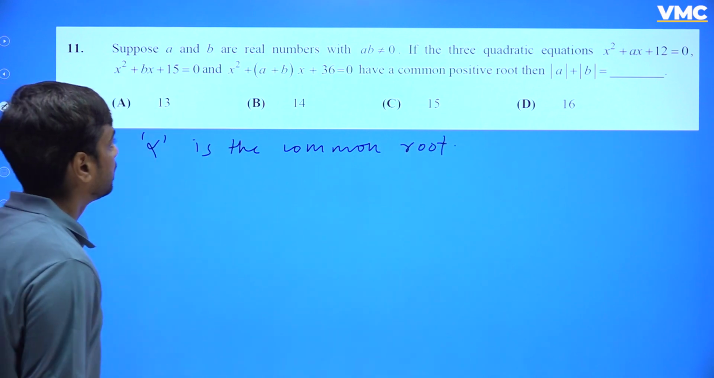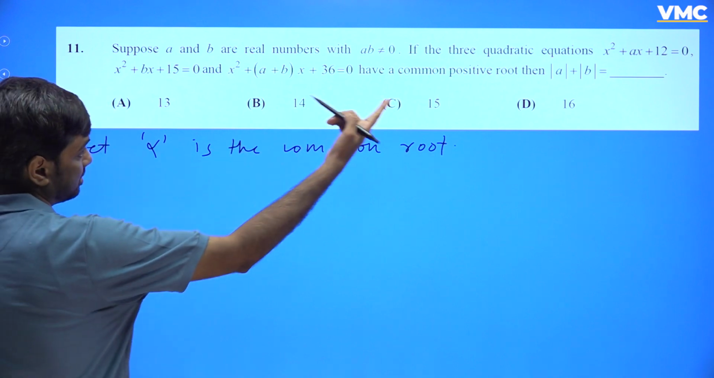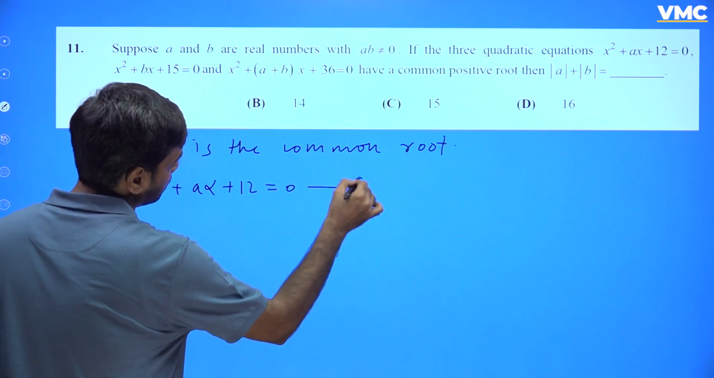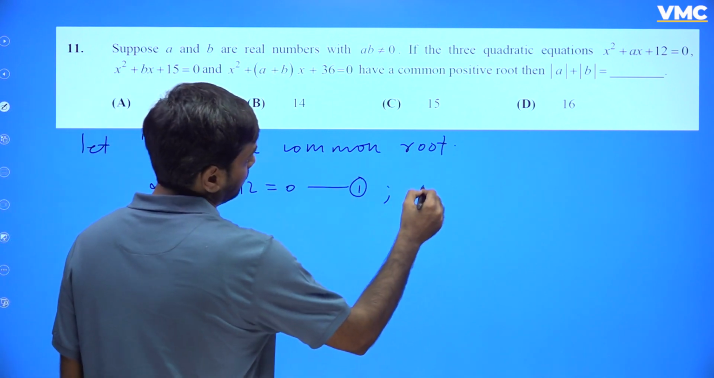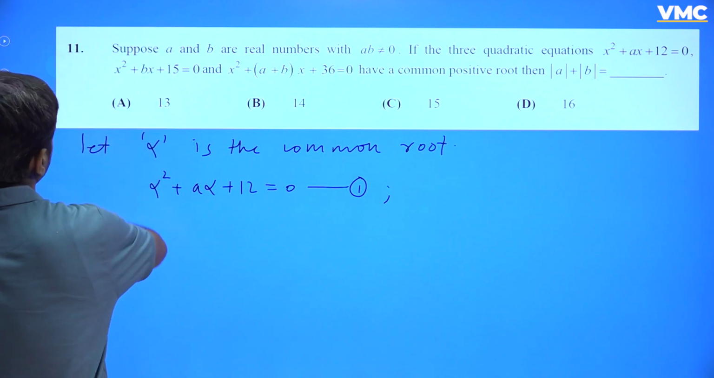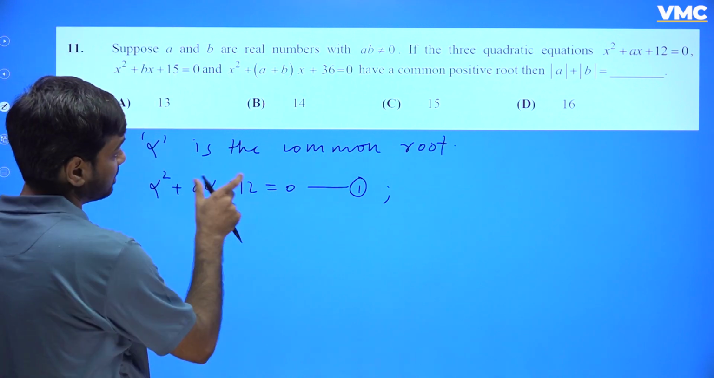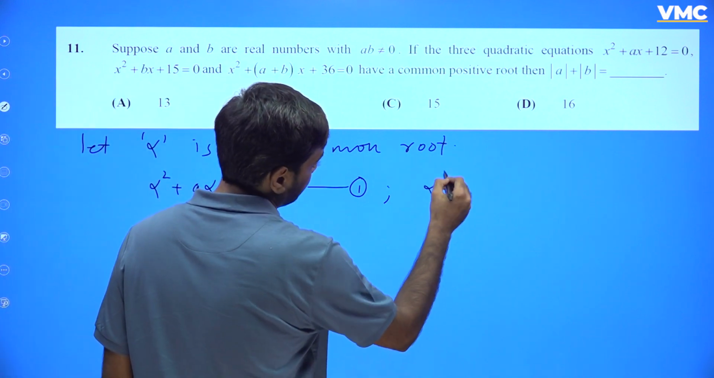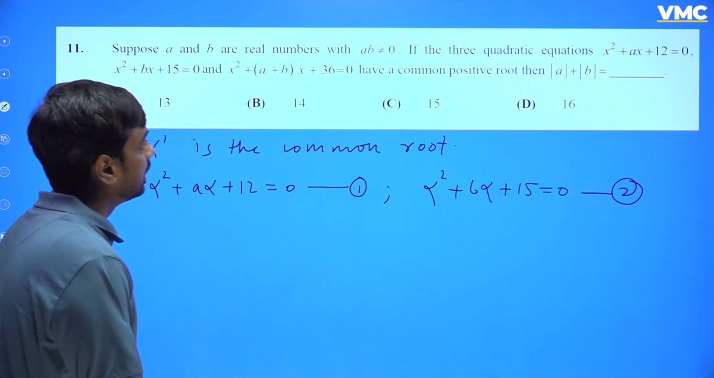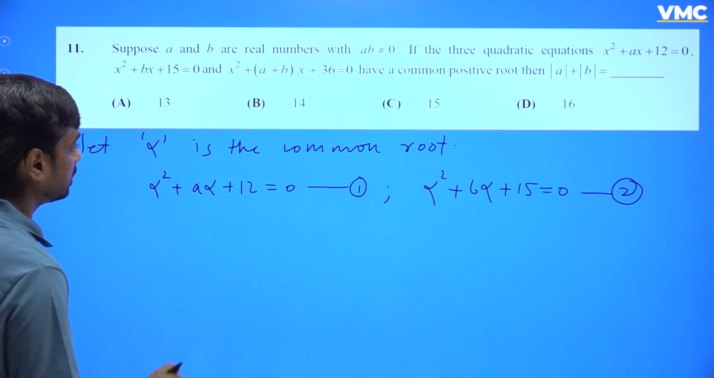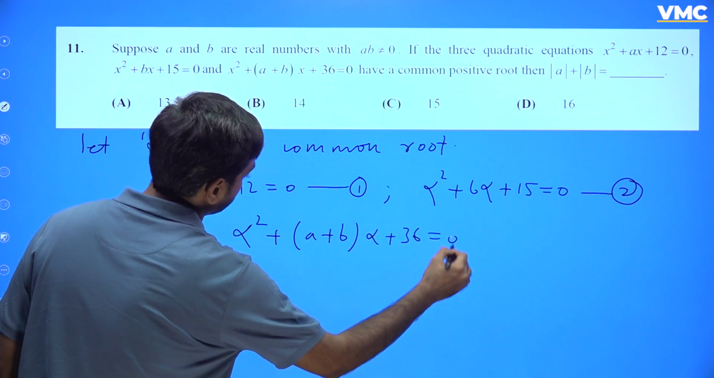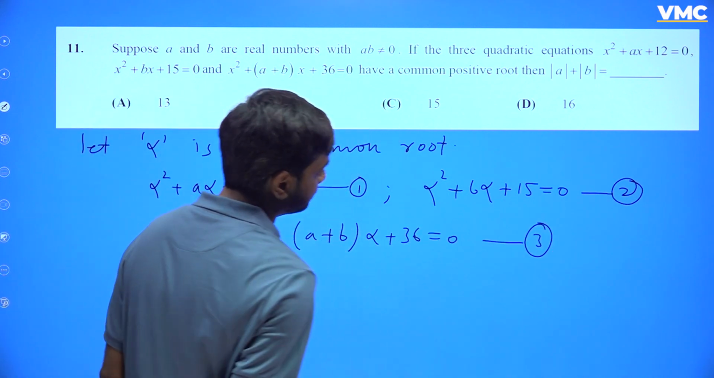So if alpha is the common root, alpha must satisfy the three equations. So alpha square plus a alpha plus 12 is equal to 0. Let's say this is the first equation. The second equation is x square plus bx plus 15. Since alpha is the common root, alpha must satisfy the second also. So we have alpha square plus b alpha plus 15 is equal to 0. Let's say this is the second equation. Alpha is the root of x square plus (a plus b)x plus 36 also, so alpha must satisfy the third. So we have alpha square plus (a plus b) alpha plus 36 is equal to 0.